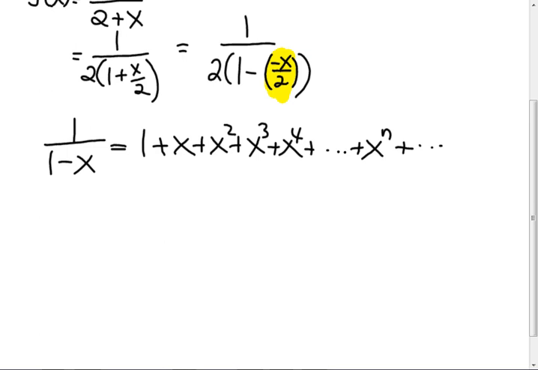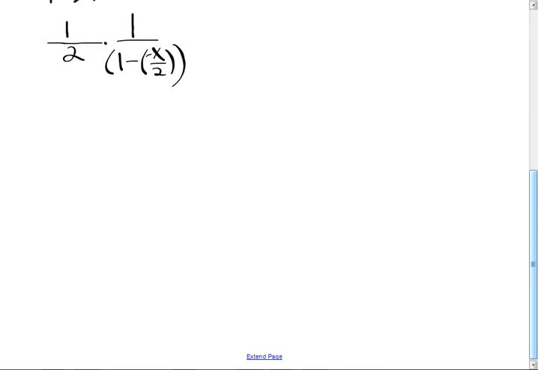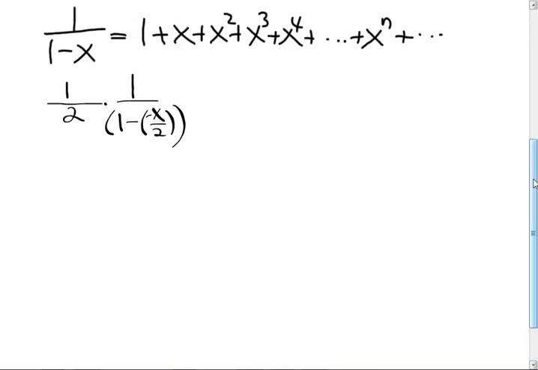Now this is really 1 half times 1 over 1 minus x over 2. Is that okay? Pull the 1 half out. Is that okay, Grant? If you don't tell me now, you're going to get lost. I don't want you to get lost because it's complicated. So it's okay to be lost? No, it's not okay. So it's 1 half.